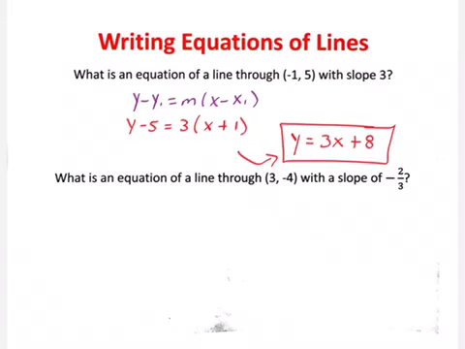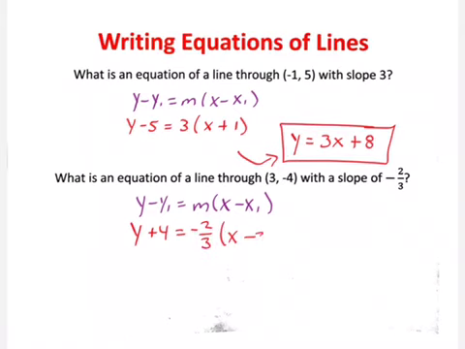In problem 2, very similarly, we're going to start with point slope form. And we're going to replace our values. So we've got y plus 4, because minus a negative is like adding the opposite. And then we've got negative 2/3 times (x minus 3). We'll go ahead and leave this in point slope form.